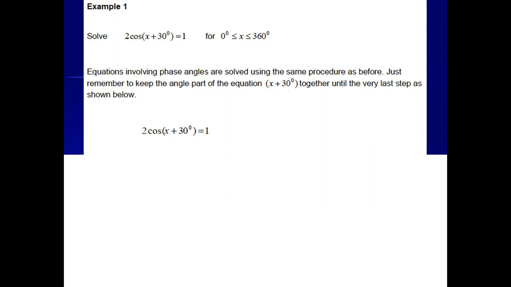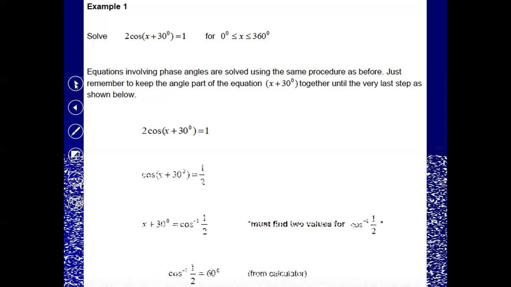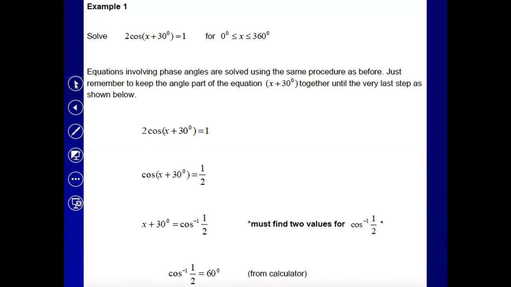till the last, what do I need to do to the 2? So divide by 2 both sides, yeah? So that's the first thing we will do. So when you do that, you get cos(x + 30) equal a half.